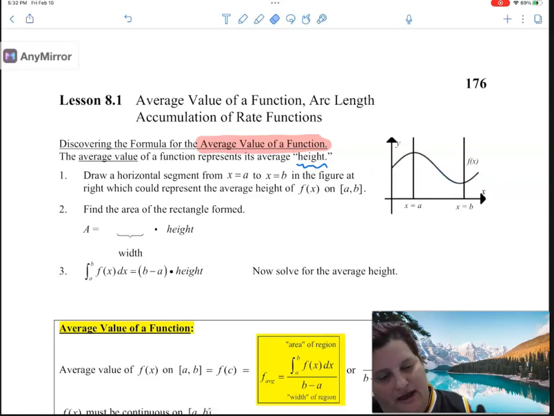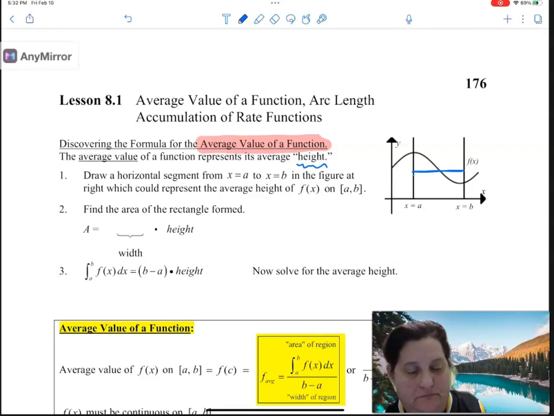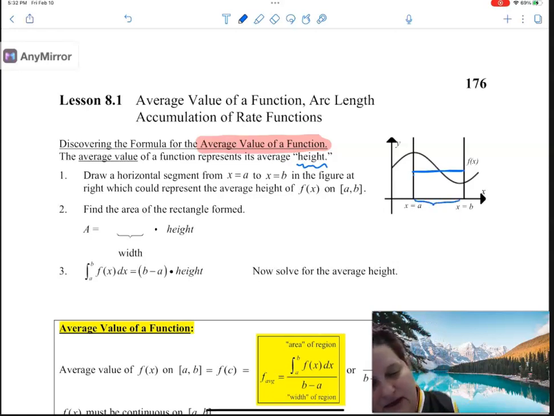So it says to draw a horizontal segment from A to B in the figure, which could represent the average height. So, just on this little section, I feel like it would maybe be right there, would be my average height. Okay. And it says to find the height of the rectangle formed. Well, you guys know rectangle is base times height. The base, the width of that rectangle, is B minus A, because it's wherever I start, wherever I finish, right? So the base of that is B minus A, times whatever this height is, and that's the rectangle.